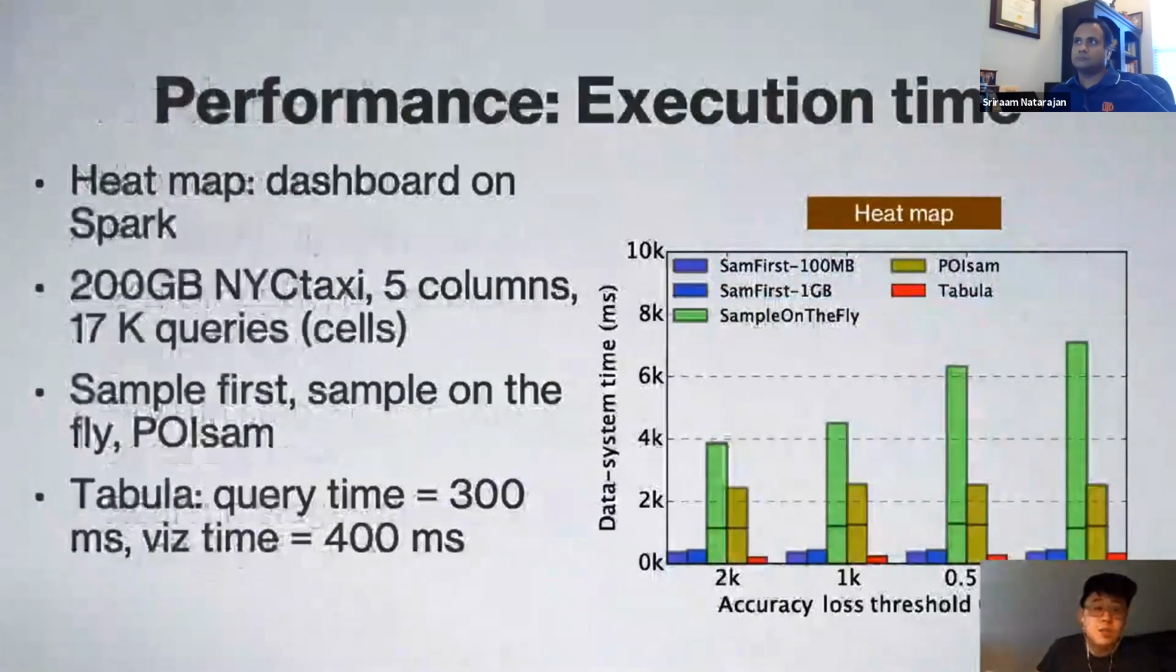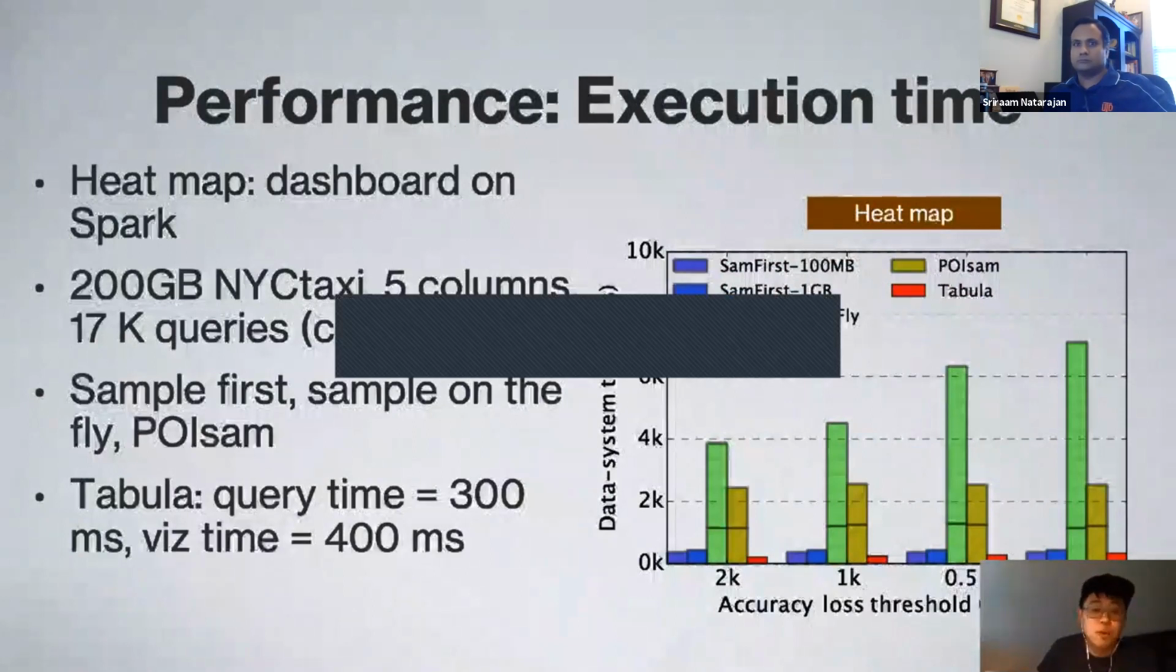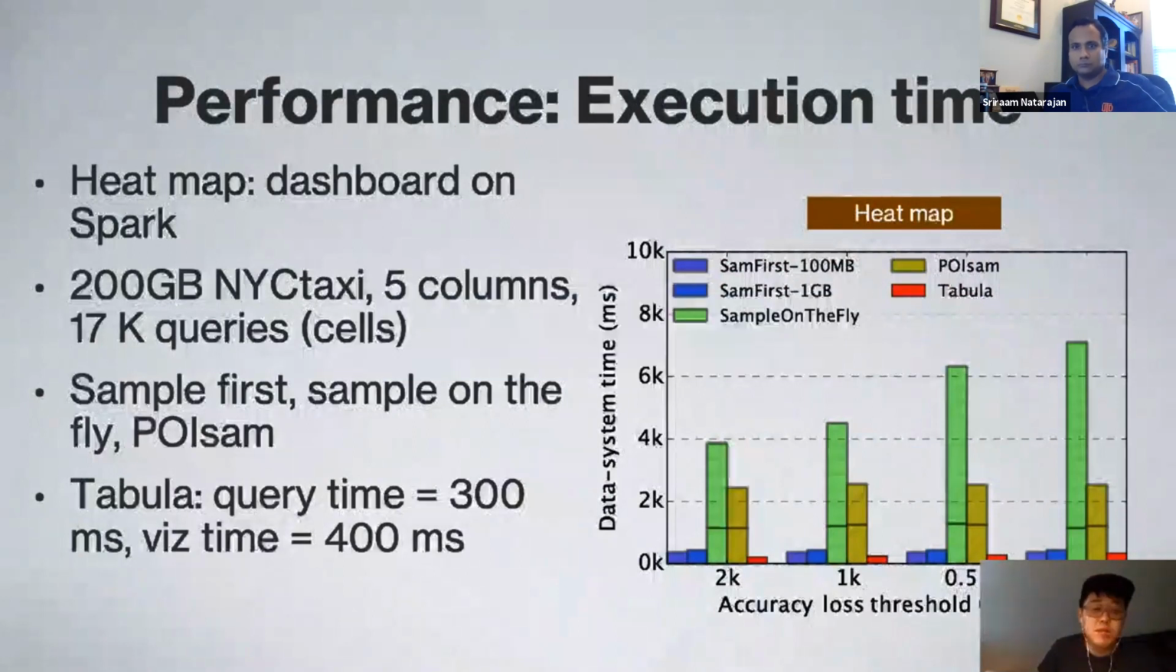Now it's time to see some performance. Here we build a heatmap dashboard application on Apache Spark. We run the experiments on a 200 GB MSA taxi dataset, which has 5 columns involved in the visualization dashboard. We compare Tabula with the sample first method, the sample on the fly method, and POSM. This is about execution time, so lower is better. As you can see here, the query time of Tabula is around 300 milliseconds, which is very fast.